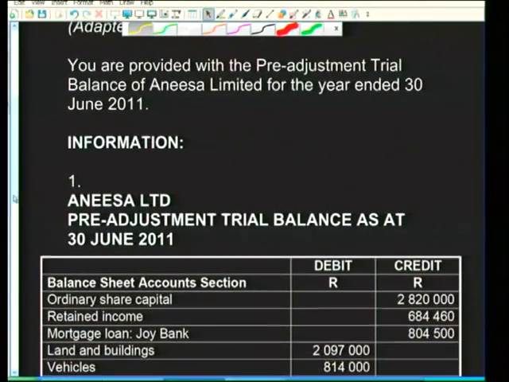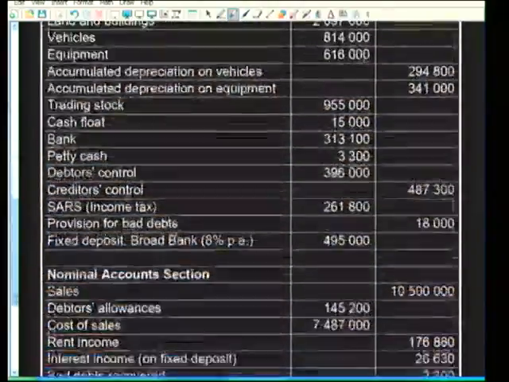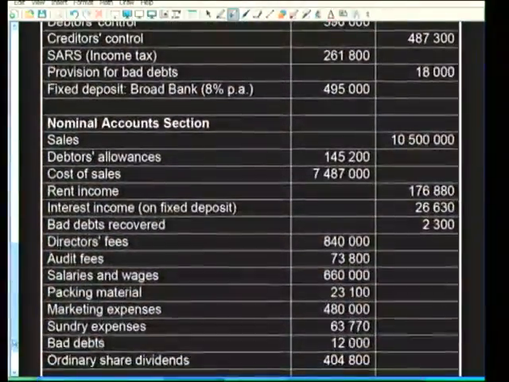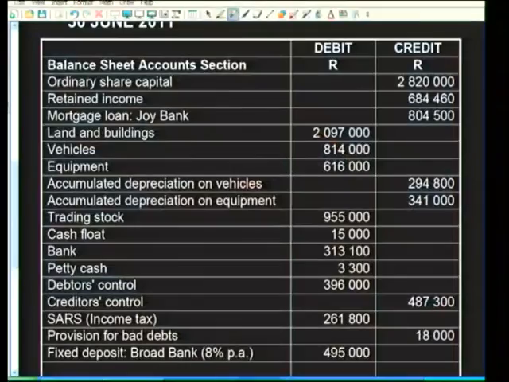This is one of those typical long questions which provides you with a pre-adjustment trial balance. So there's going to be a whole lot of information over here, and it's going to be up to you to take this information and produce either an income statement or a balance sheet, or both, depending on what the question is asking you. So let's have a look at the first question.